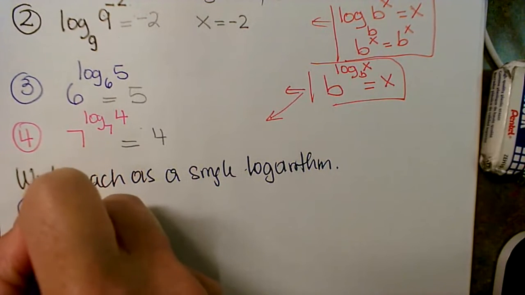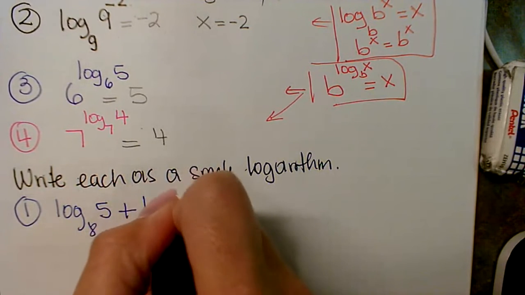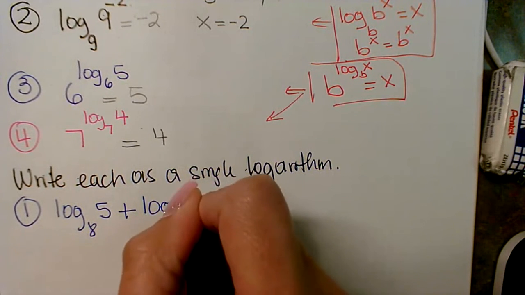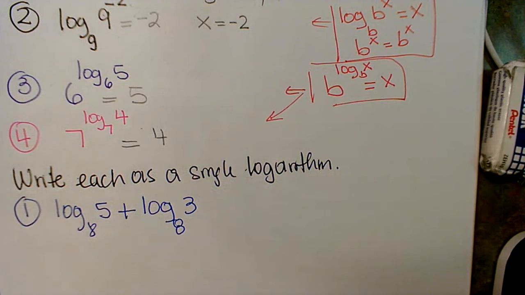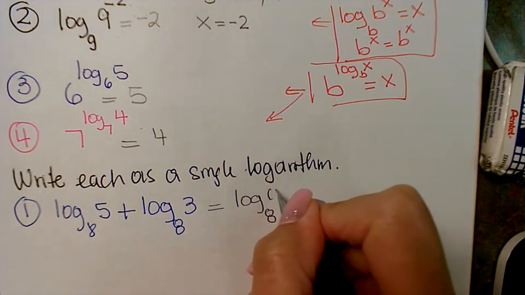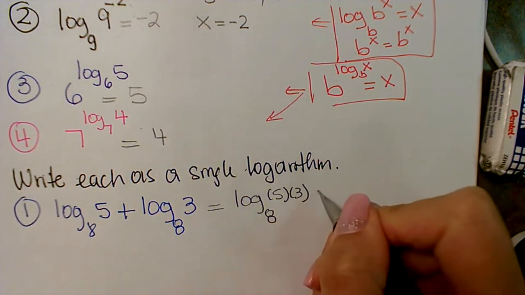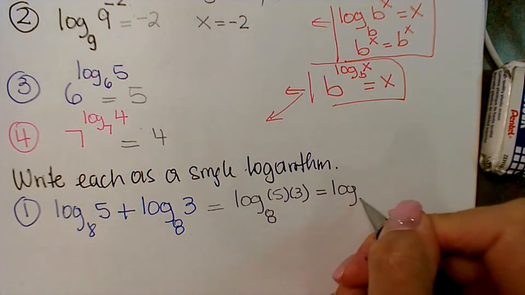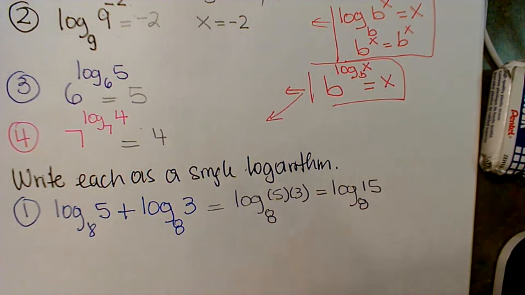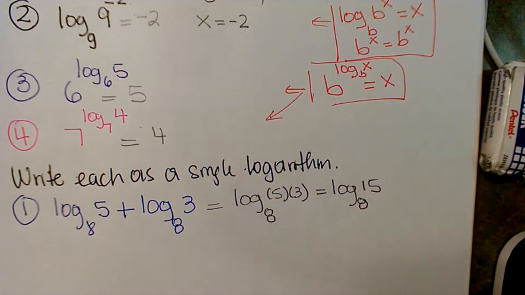again. So it's log base 8 of 5 plus log base 8 of 3. So what do we say? That addition becomes multiplication. So then this is going to be log base 8 of what? Of 5 times 3. And this is equal to log base 8 of 15. They want us to write it as a single logarithm. We just did it.